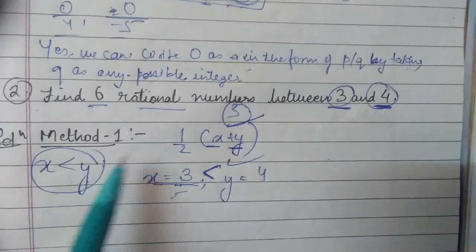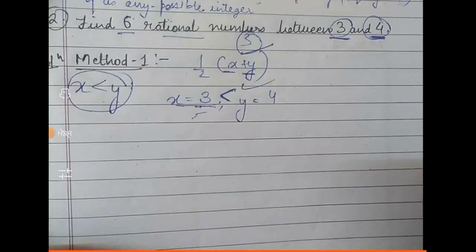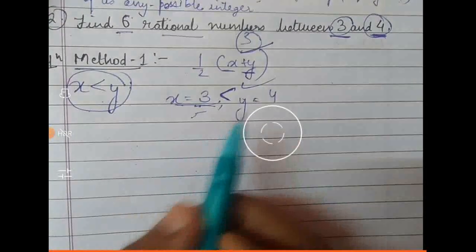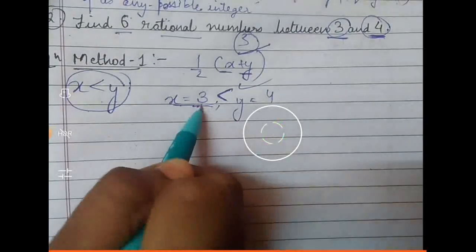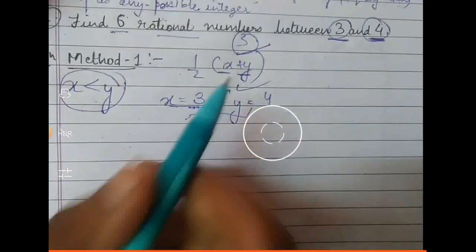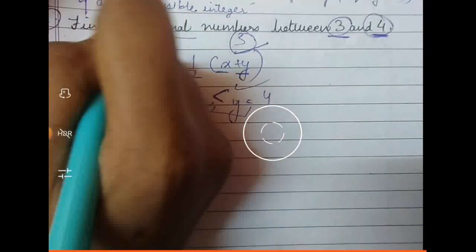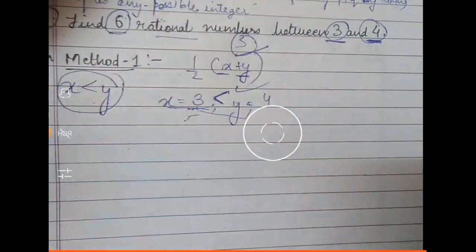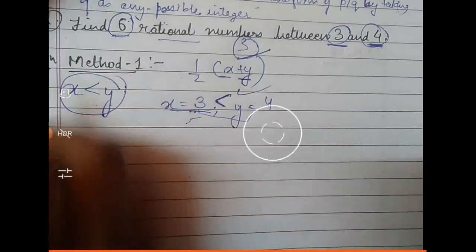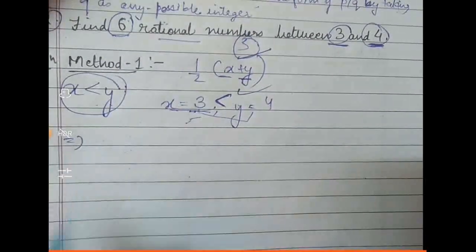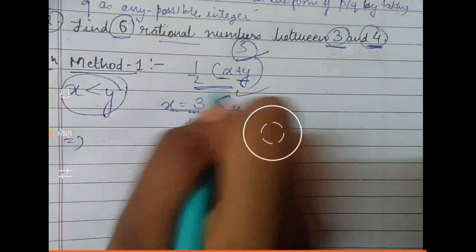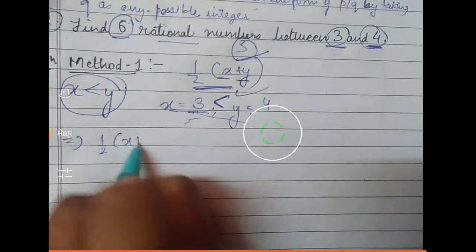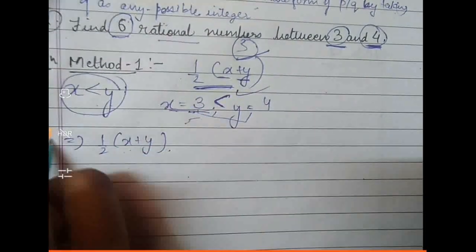Now what do we have to apply to find just one rational number? तो मेरे को निकालना क्या है? रैशनल नंबर इन दोनों के बीच, ठीक है? एंड मेरे को कितने रैशनल नंबर निकालने हैं? तो 6 रैशनल नंबर निकालने हैं. Is that clear? So what I'm going to do over here is use this formula, half into x plus y, to get my first rational number.